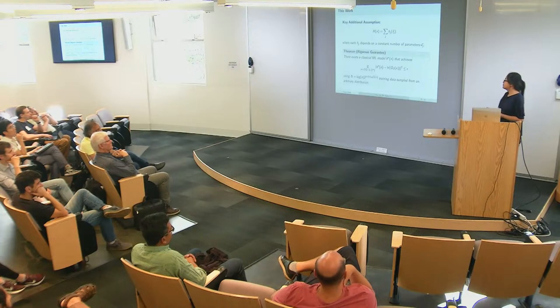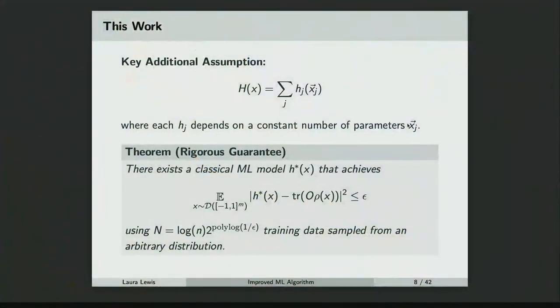And so again, emphasizing this exponential improvement over the previous algorithm when considering just the scaling in terms of n. But when you also consider the scaling in terms of 1 over epsilon, we have an improvement there as well. So before it was exponential in 1 over epsilon, but now we've improved this to only quasi-polynomial in 1 over epsilon.